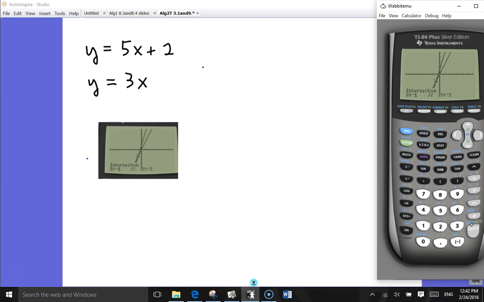What's that? You had 0, 1. Okay, so y equals 5x plus 2. You have 5x plus 1. Okay, now try it. Second trace 5.